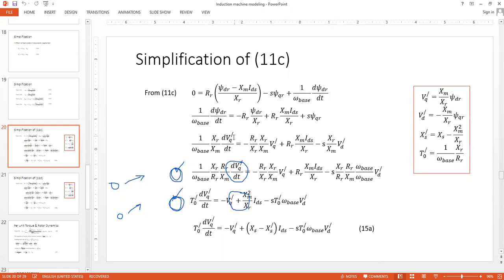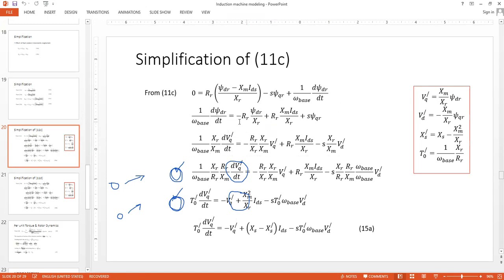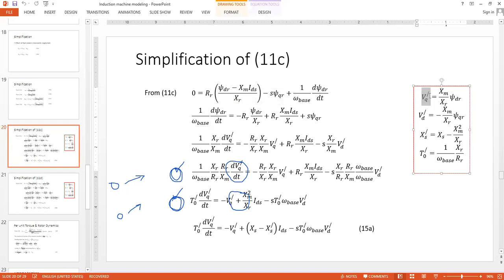Okay. So then what we do, we intentionally include some reactance terms, specifically this term XR over XM, and in doing that, we see that the psi dr can be replaced by this term. Sorry, psi dr. Yeah, this is psi dr. The first one is psi dr. So now there is some further notational simplification.